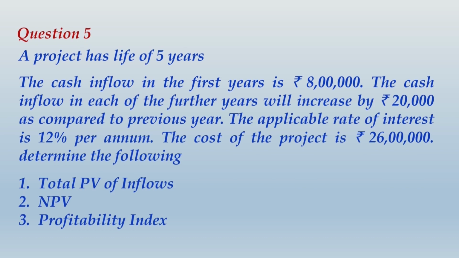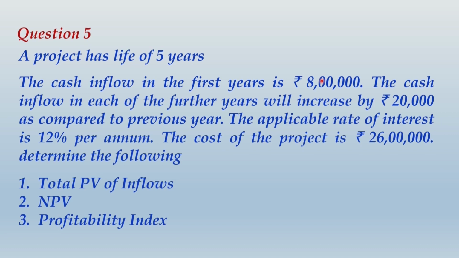So as I told you, I have not explained you what is the meaning of net present value. I have not explained you what is profitability index. We will just learn in this question how to determine these values. Now, first of all, what is the life of the project? 5 years. That means the project will provide you income in the form of cash inflows each year for 5 years. And how much will be the amount of those cash inflows each year? First year 8 lakh, second year 8,20,000, third year 8,40,000, then 8,60,000 and then 8,80,000.